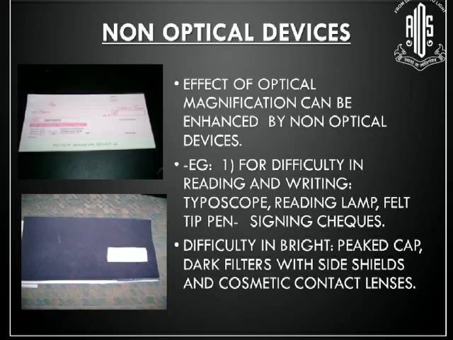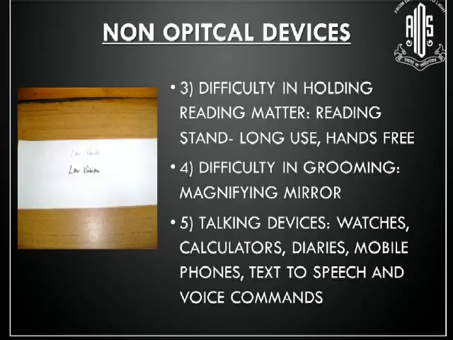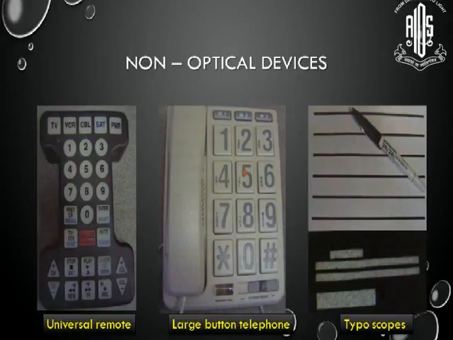Some of the non-optical devices are there. The effect of optical magnification can be enhanced by non-optical devices for difficulty in reading and writing. Even with difficulty in holding reading matter, reading stands are available, for long use and hands-free reading. Some other non-optical devices are a universal remote system where large button remotes are there, even telephones with large buttons, and brighter, large-size objects. Numbers like 1, 2, 3, 4 can be had.